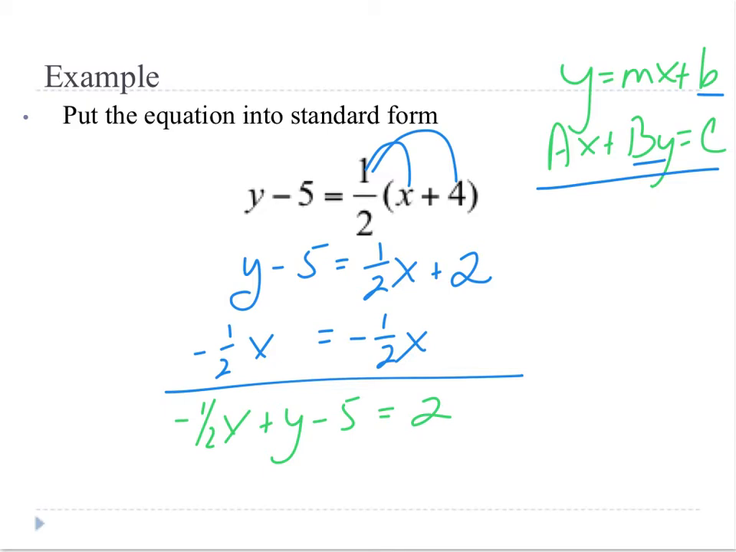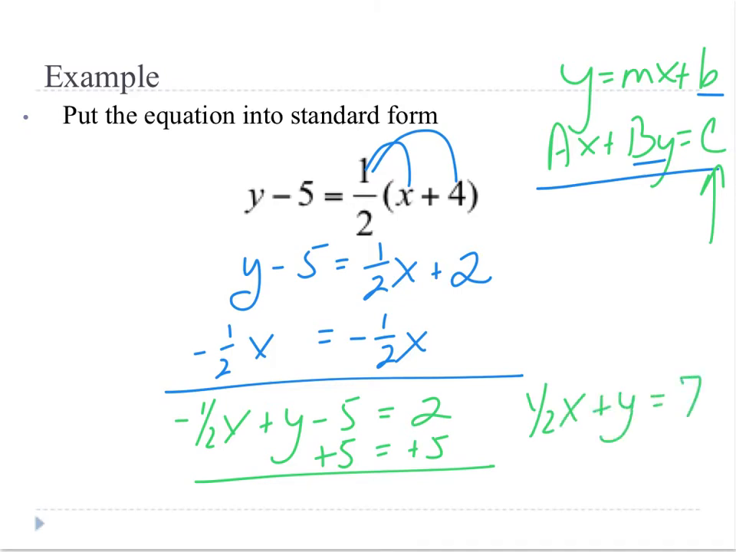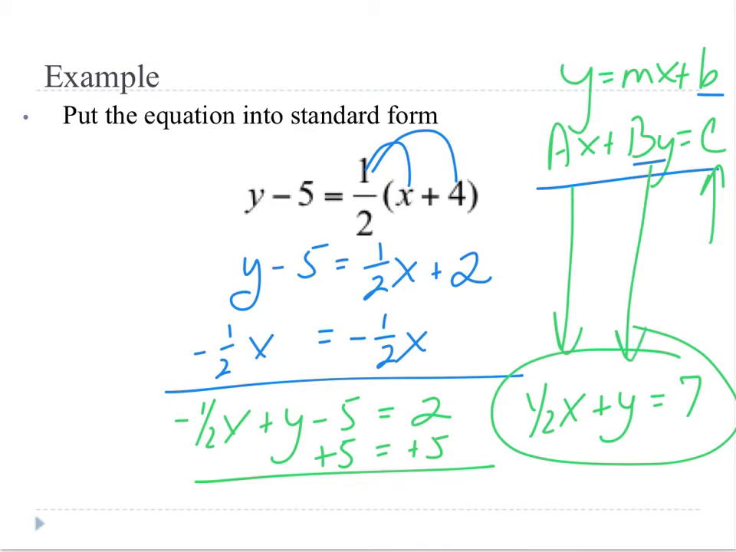I must have my constant on the right-hand side. So this 5 is a constant, so I'm going to move that. So I'm going to have minus 1/2 x plus y equals 7. That is in standard form. I have ax plus by equals c.